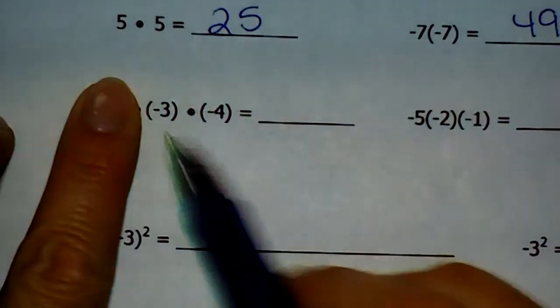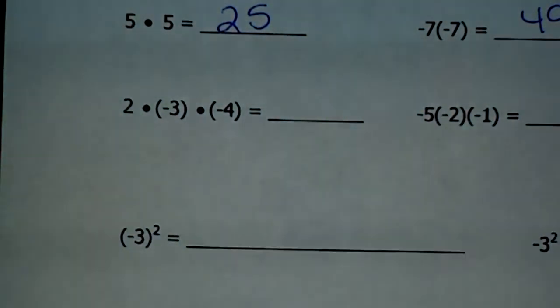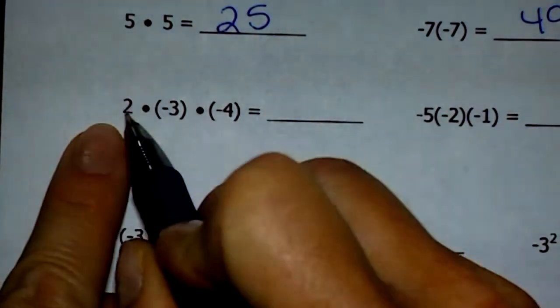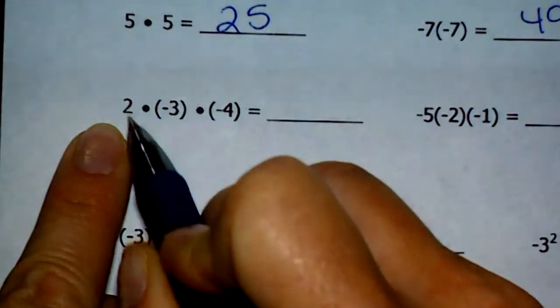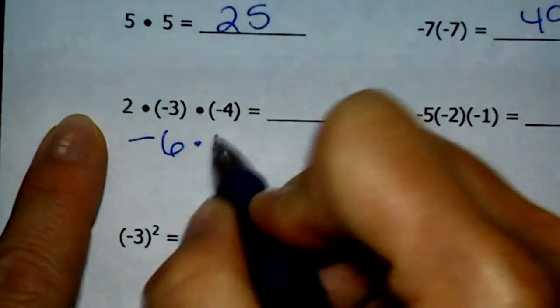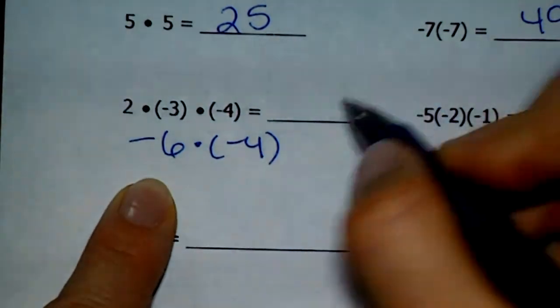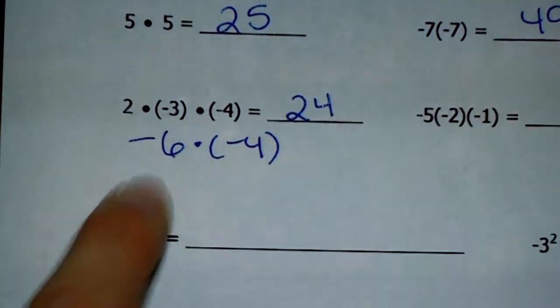So I might do negative 3 times negative 4 first. But for this one, I'll just go from left to right. Okay? So I see I have 2 times negative 3. When you take 2 times negative 3, that's negative 6, right? And I still have this negative 4 left to multiply. Negative 6 times negative 4, that's a positive 24.